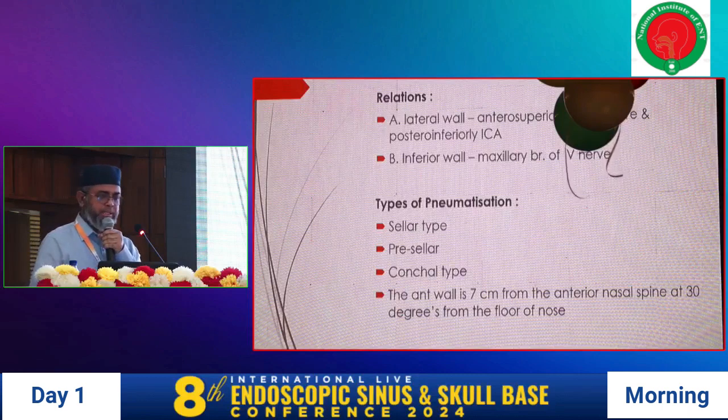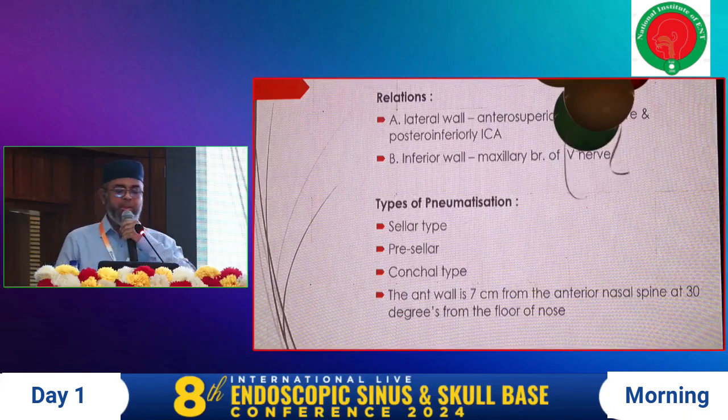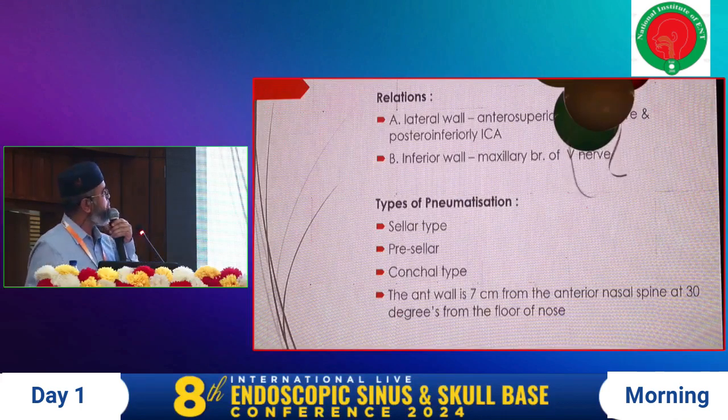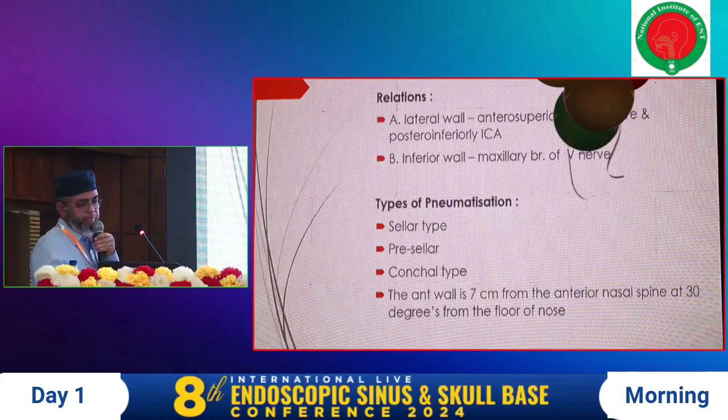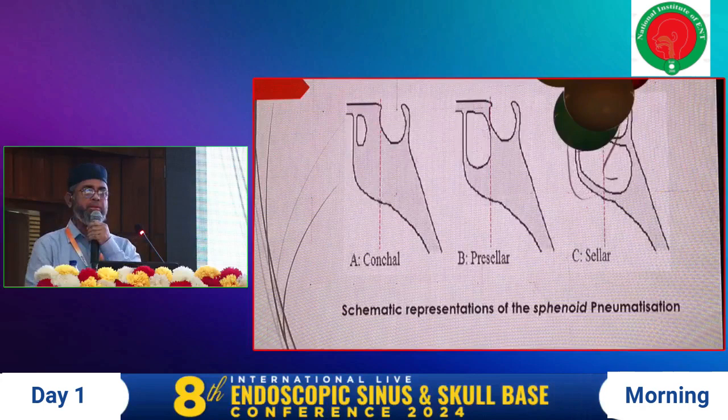Types of pneumatization. Depending on the pneumatization, the sphenoid bone has 3 types: sellar type, pre-sellar type, and conchal type. The anterior wall of the sphenoid is situated 7 cm from the anterior nasal spine at 30 degrees from the floor of the nose.